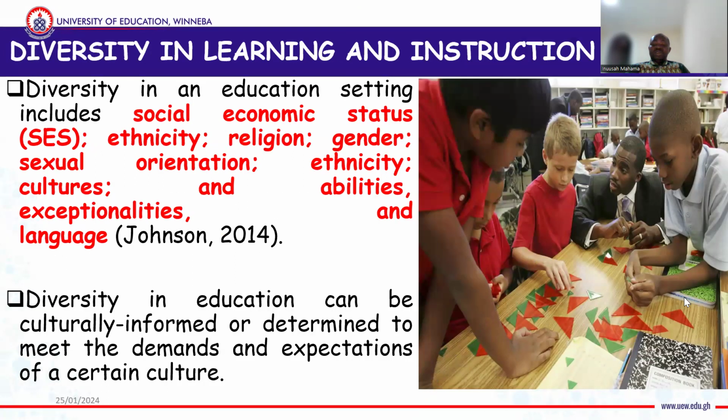Diversity in education or teaching and learning does not reside only in the classroom. Even at home, we have diversity between children of the same parents. So diversity can include our socioeconomic status. Me, my father was never a billionaire. The highest automobile my father bought was a motorbike. And that motorbike, we never rode it. People rode it to spoil it.